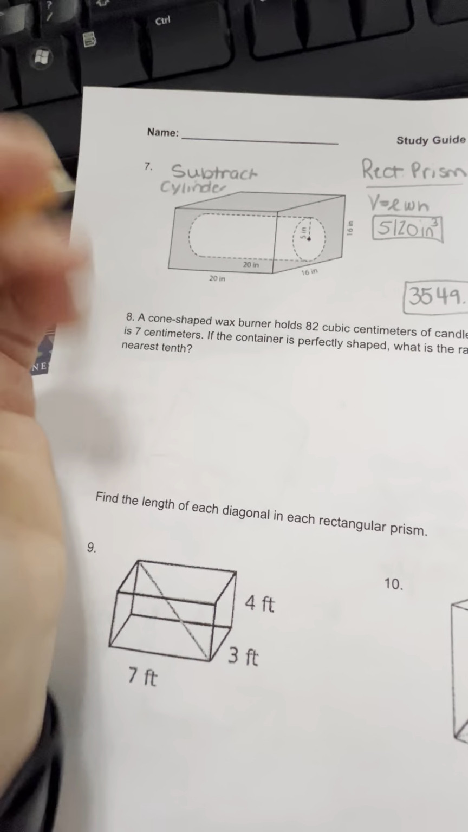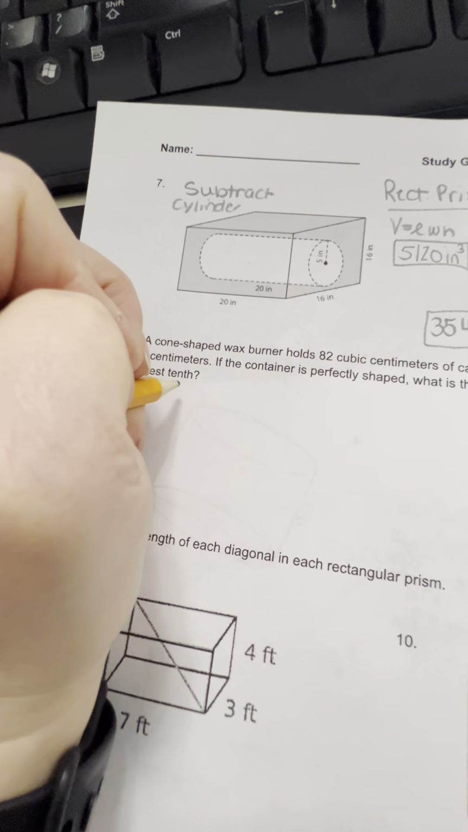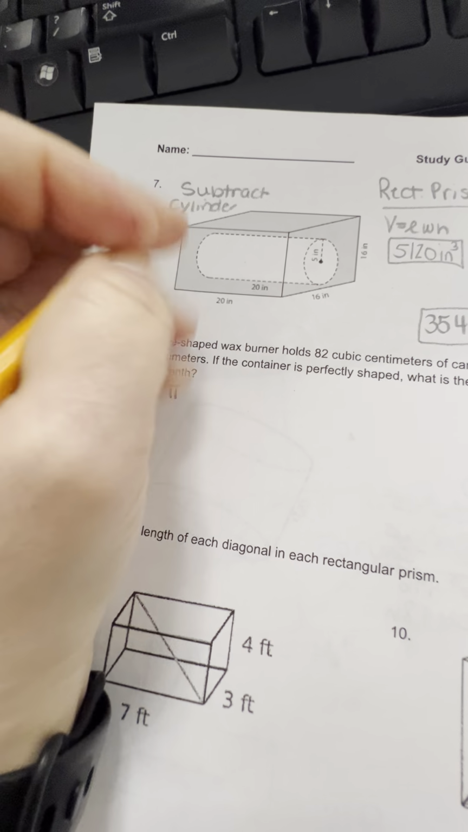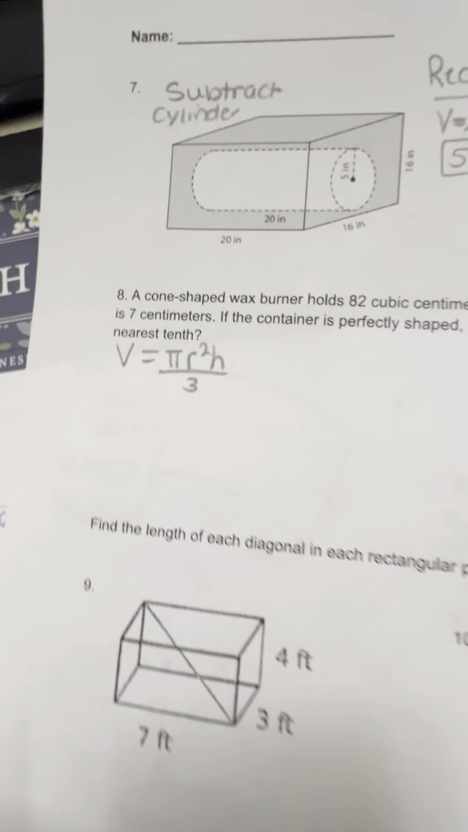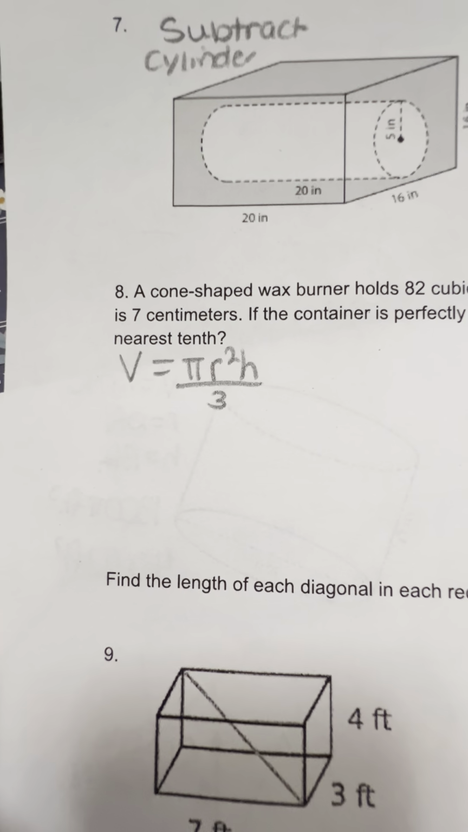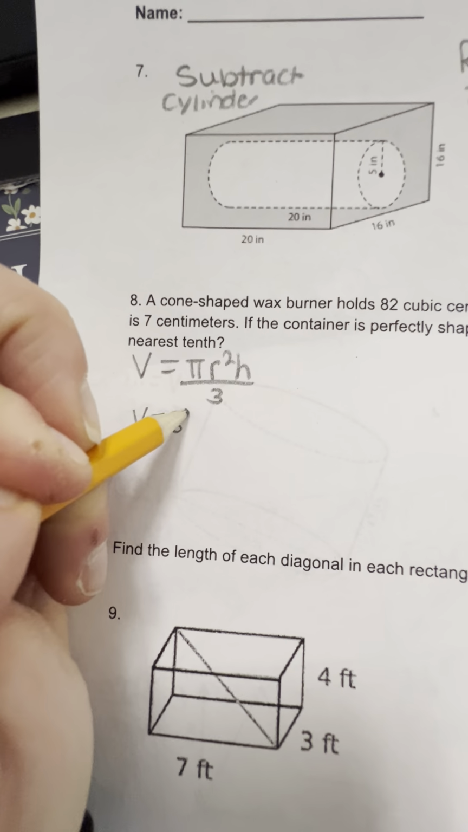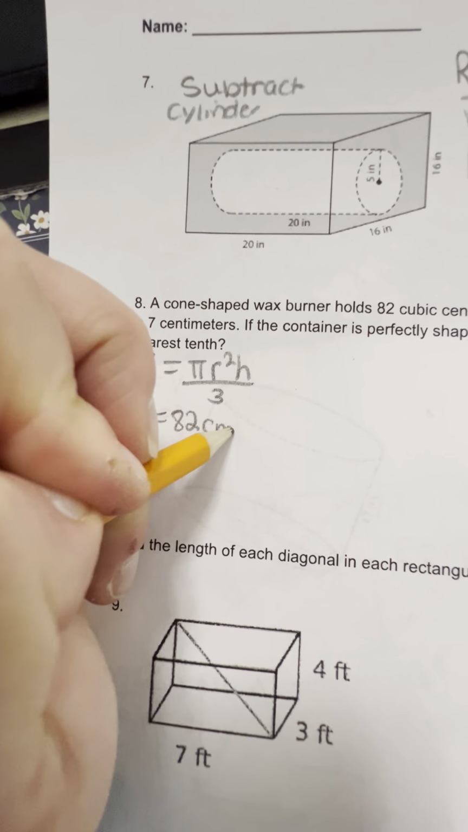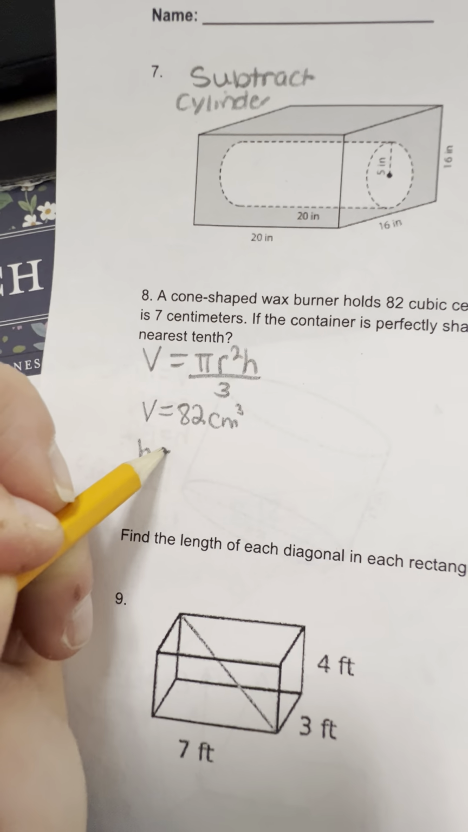So the first thing I'm going to do is put the volume of a cone on here. So pi r squared times height divided by 3. And then we're going to plug in the pieces of information that are given to us. So we do know the volume. In this case, we know the volume is 82, and this is cm cubed. We also know our height, which is 7 cm. So we are looking for the radius in this one, so we're going to put a question mark there.